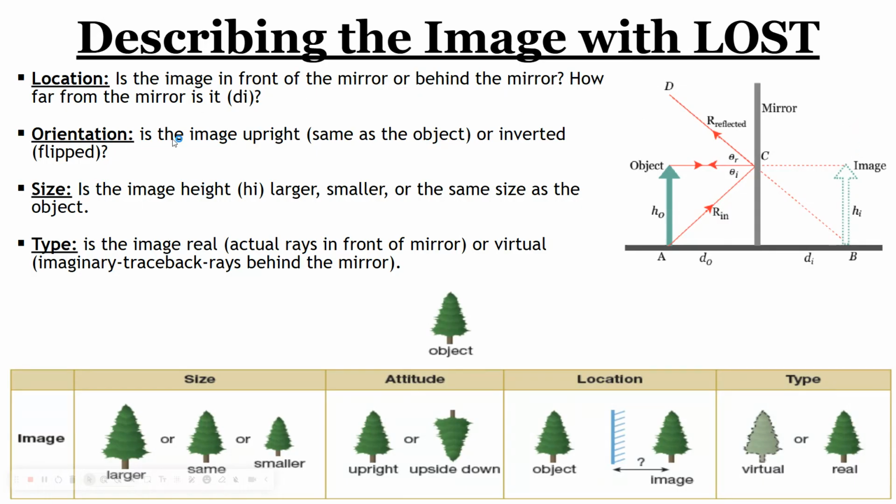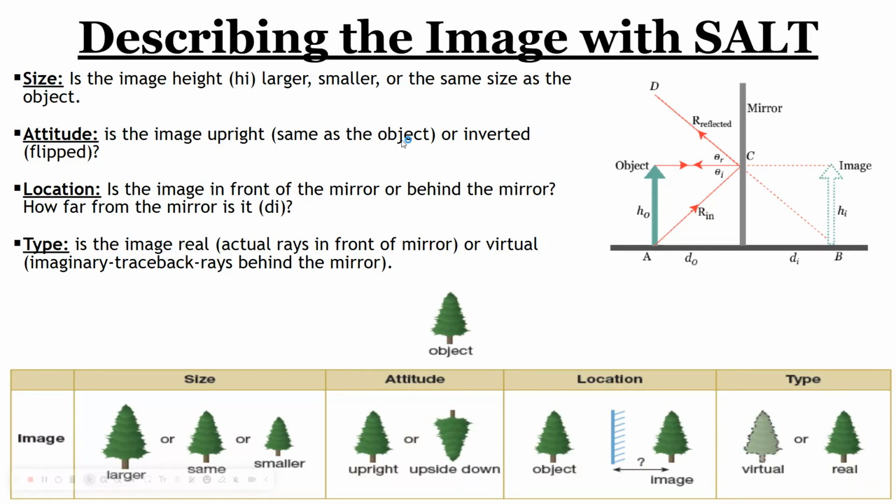So that's the orientation. You can describe the size. The size just means how does HO compare to HI. So you can measure HO, you can measure HI, and compare them to each other. And then the type. Is it real or virtual? So if it's made by traceback rays, it's virtual. If it's real rays, it's real.